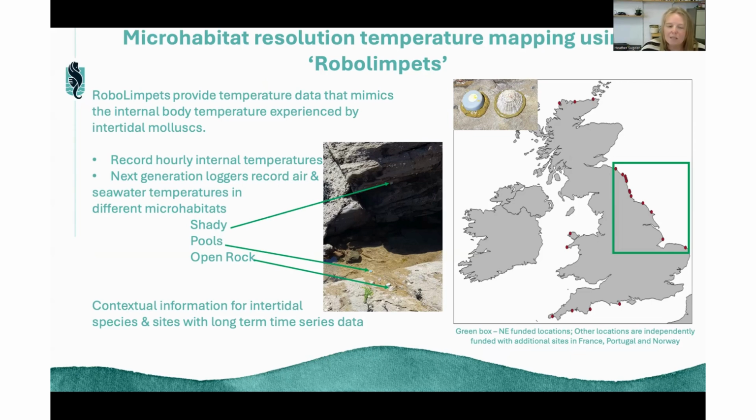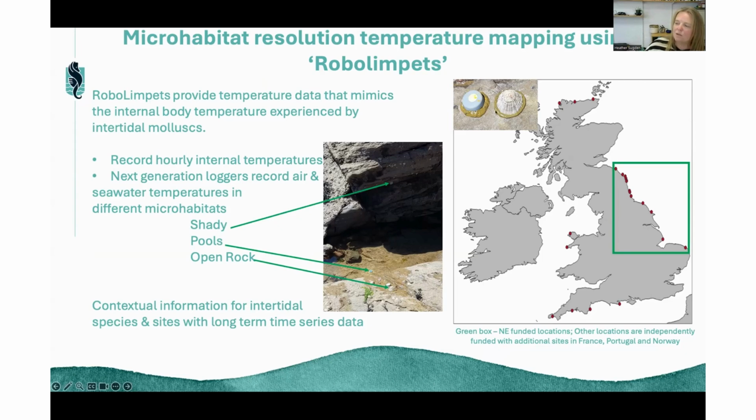This allows us to gather that contextual information for those intertidal species and the sites where we have long-term time series data. So you can see that we have loggers out in all of these areas around the UK. We also have them in some areas around Europe as well. The sites in green are actually funded by Natural England, whereas the other sites we funded out with some of the research projects. And we've paired them together.